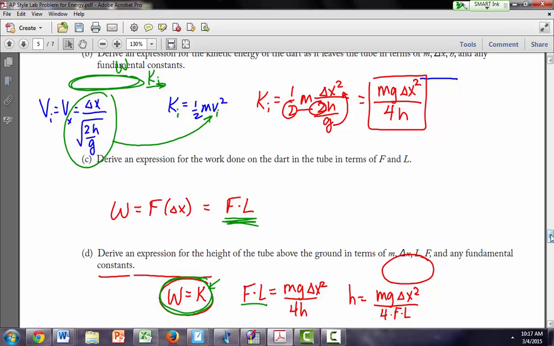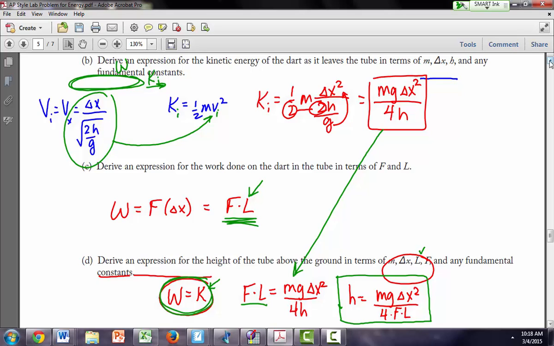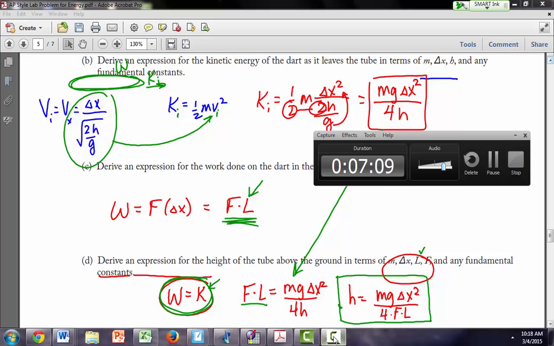The work done is F times L. That was from this part up above. The kinetic energy that work gave to the dart is from part B. So I just set that equal to the work done, and then I solve for H. I get this kind of funny looking expression for the height in terms of m, g, the fundamental constant, delta x, F, and L, as the problem asked me to do. I'm going to use that in the second part of this problem, so I'm going to copy that to the next page as we try to solve the lab part of this.